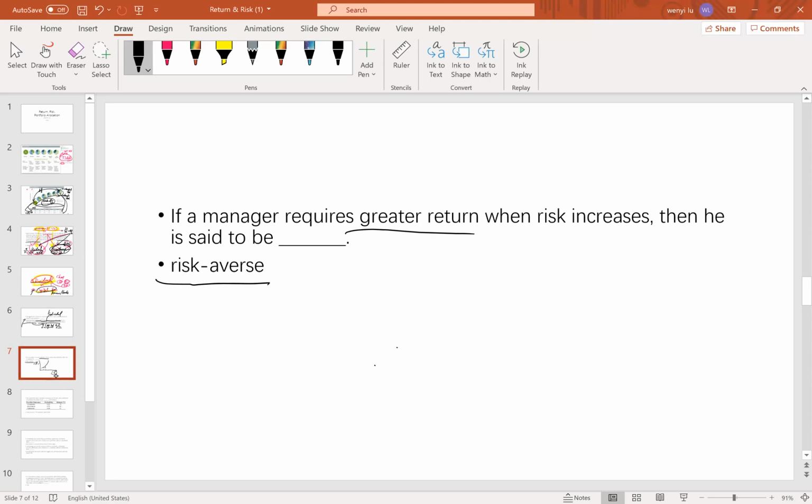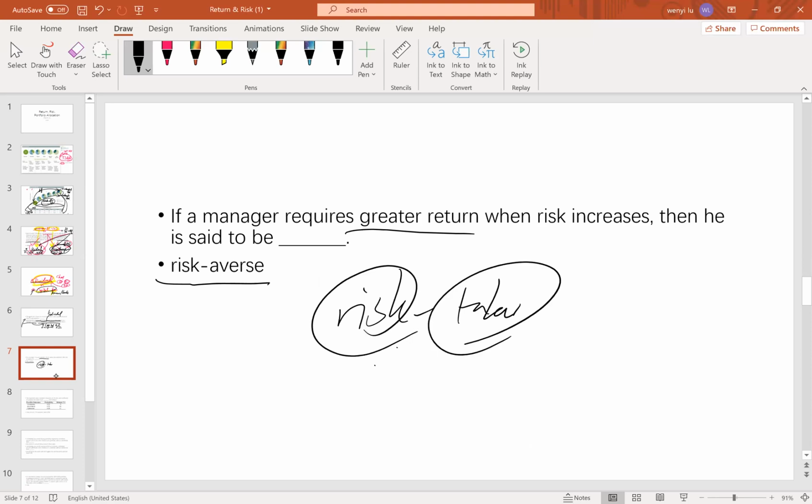So which one is the risk taker? For a risk taker, you are not risk averse. With the same risk, you are asking for less return. So with the increase of risk, you're asking for less and less return. So that's for a risk taker.